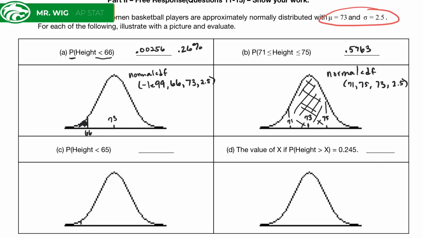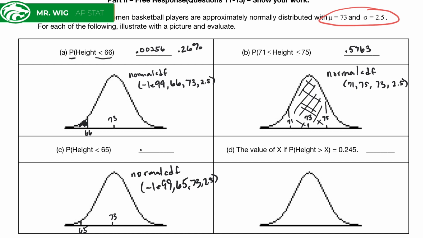So this one is going to be even smaller than what we saw in part A. So that's going to be really tiny, but we'll just go with it, right? So we're down here. Here we get at 73. Now we're down at 65. So I'm going to repeat exactly what I did before. Normal CDF. We're going to type in -1 E99. It's going to be 65 and 73 and 2.5. Now, the one thing I can take from this is that the number that I get from this should be even smaller than what I had previously. If it's not, I know I've got a mistake, right?